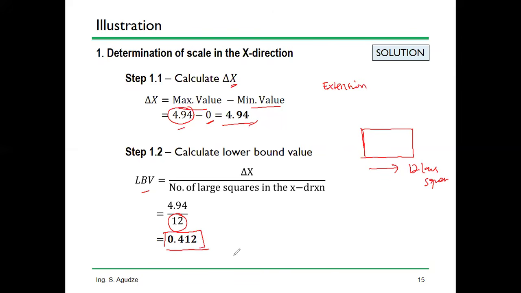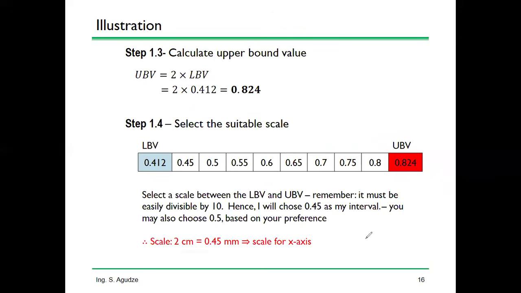We are going to calculate our upper bound value, which is just 2 times the lower bound value. After we are done with the lower bound value, we'll deal with the upper bound value. So multiply the lower bound value by 2. That will be 2 times 0.412, giving us 0.824. Now you select your suitable scale. You see this simple thing I've done here. The lower bound value is 0.412 and the upper bound value is 0.824.